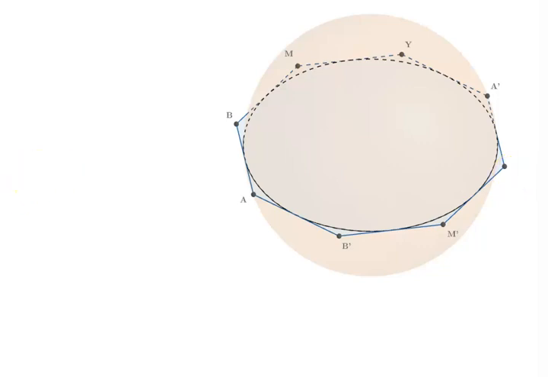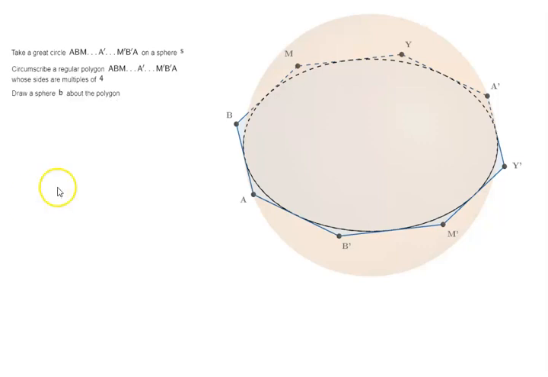Okay, so let's see how we can prove this. So take a great circle AB, A prime, M prime, B prime, A on a sphere S. Circumscribe a regular polygon whose sides are multiples of 4. We have done that. Now draw a sphere B about the polygon. So let's do that. So this is the sphere B about the polygon.